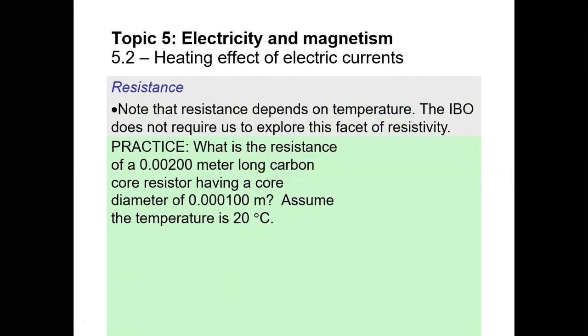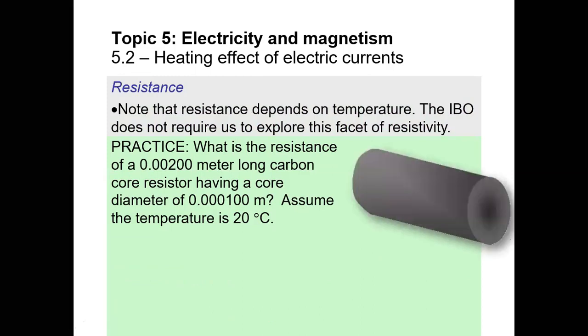Okay. This is a practice question: what is the resistance of a 0.00200 meter long carbon core resistor having a core diameter of 0.0000100 meter? Assume the temperature is constant. Like this one, this is a carbon resistor. So its length is given. Okay, and I will underline this.